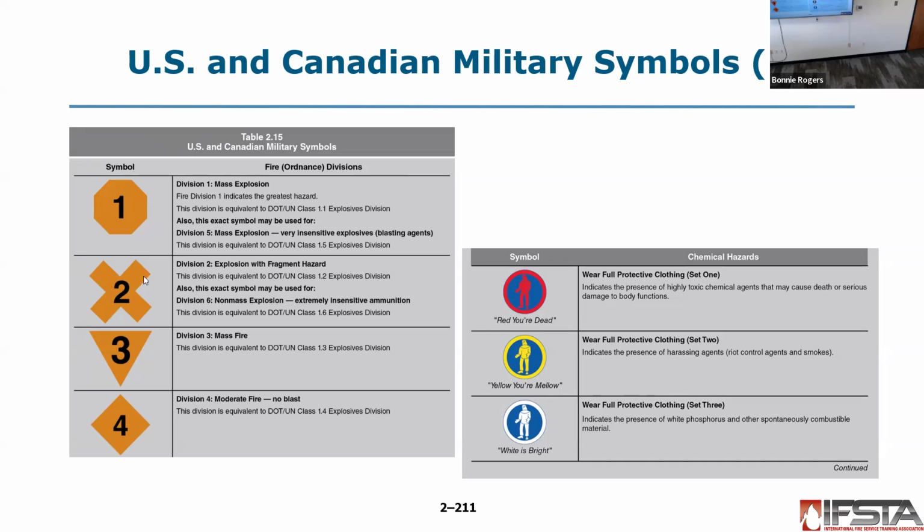Okay, so here we've got, just be aware of these. Have you guys seen these on your awareness? Before they did, you just had to memorize them. So we've got mass explosion, fragment hazards, mass fire, and then moderate fire, no blast. Then these are some of your PPE. I like these: red, you're dead; yellow, you're mellow; white is white.